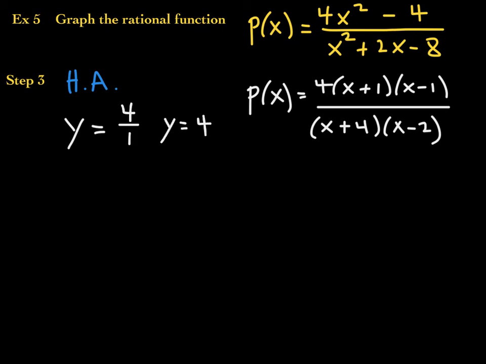Okay, everybody? The horizontal asymptote is always y equal to the leading coefficient of the numerator over the leading coefficient of the denominator whenever the degrees are the same.